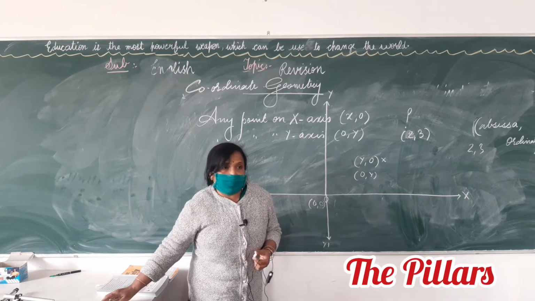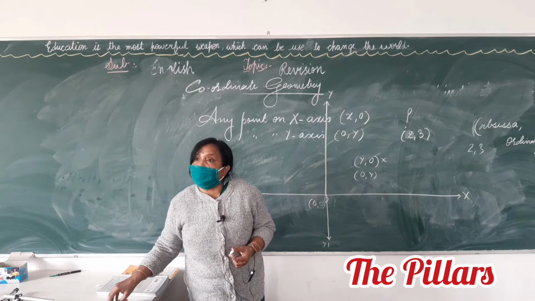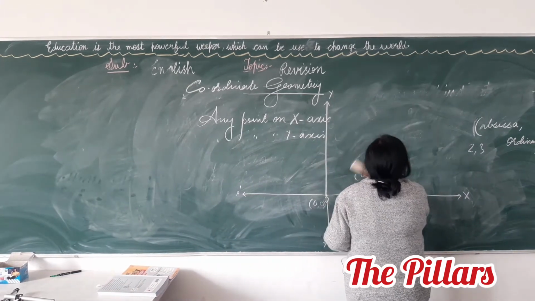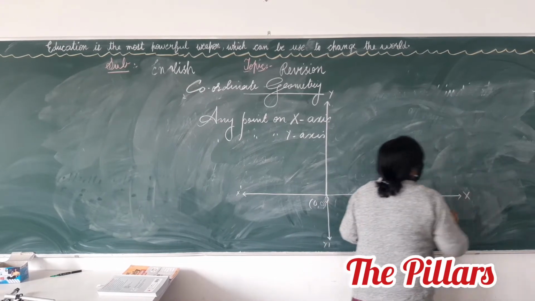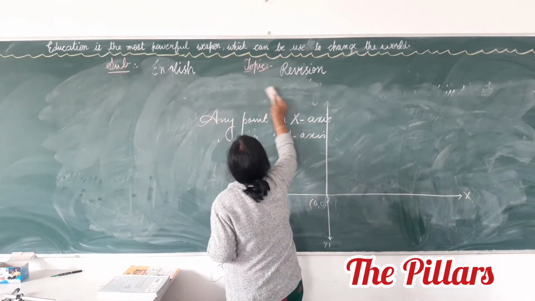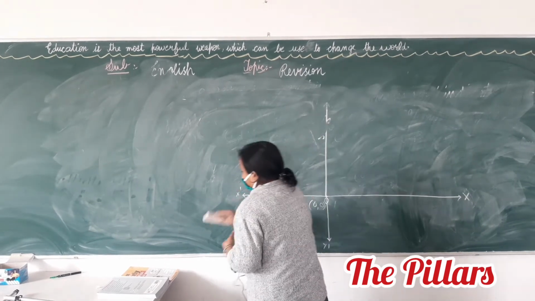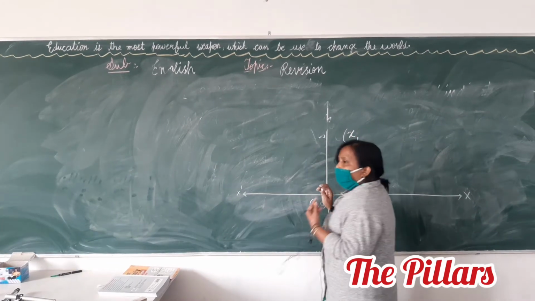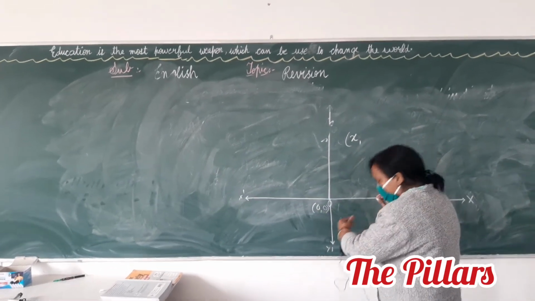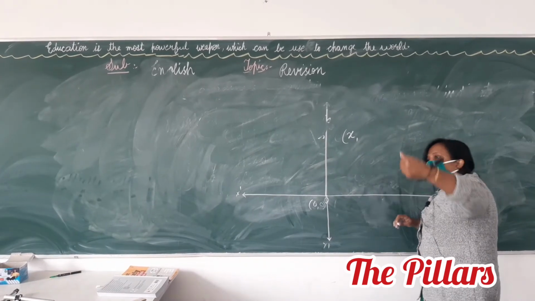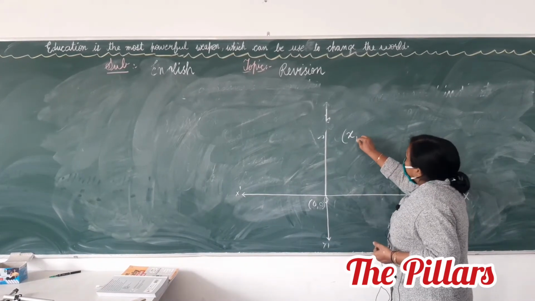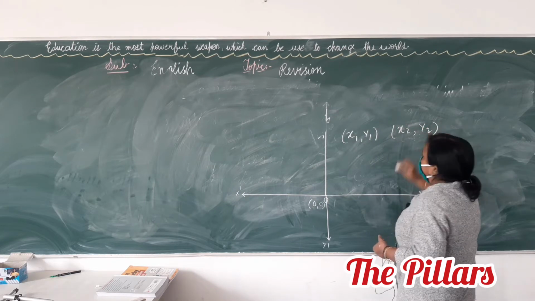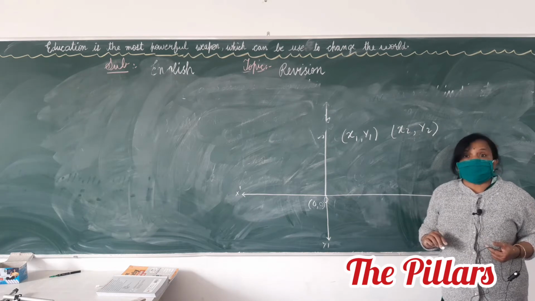Now, next. Did you write down in your copy? Because this is the summary of the chapter that you have done. Next, write: distance between 2 points. Harshita, can you take 1 point? Assume any 1 point, x1, y1 and x2, y2. You need to find the distance between these 2 points.